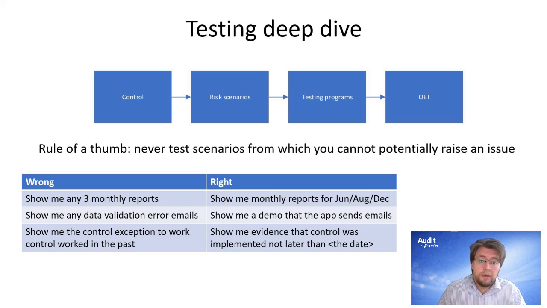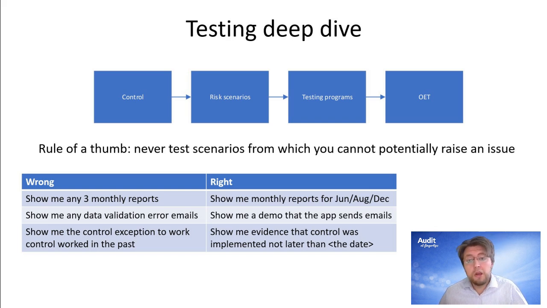Another example: show me any data validation error emails. Again, you cannot raise an issue from that, because this request is about a consequence of the control that occurred, but it wouldn't help you identify the cases where control didn't occur. The right way to verify this is to ask for a demo that the application is sending emails. In that case, you can verify that control is working and can send the emails. In addition, you can review past data and ask for emails for a sample of the errors. You can verify when the control was implemented, but more on that to come.